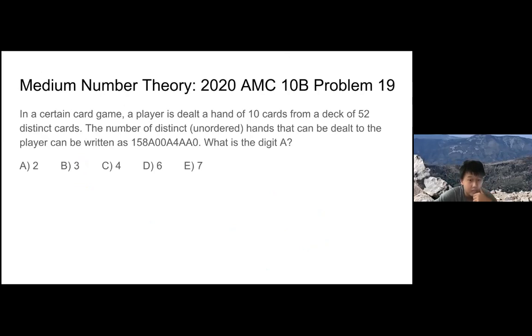2020 AMC10B, problem 19. In a certain card game, a player is dealt 10 cards. The number of hands is written like this. This just means in digit form. The digits are 1, 5, 8, A, where A is some digit, 0, 0, A, 4, A, A, 0. And you're asked for what A is. Does anyone have any ideas?